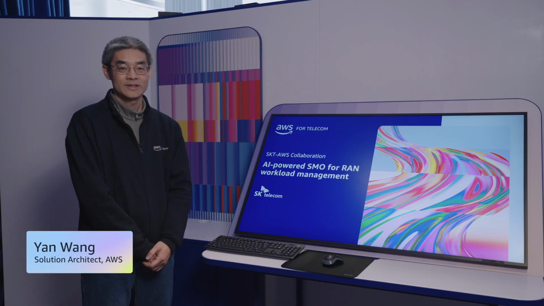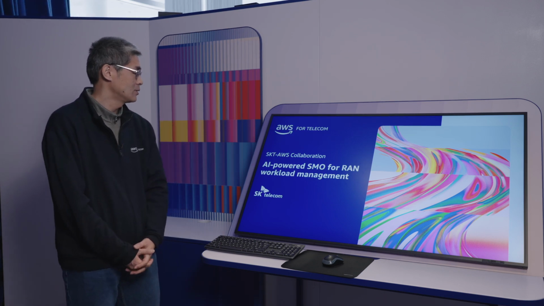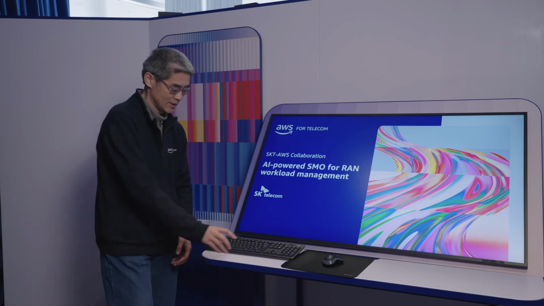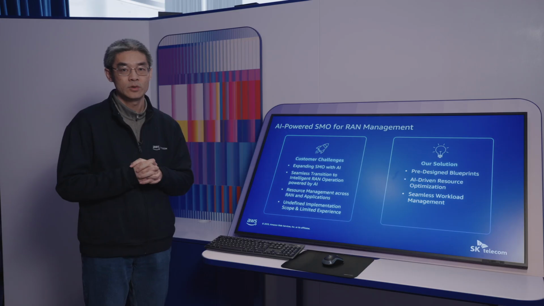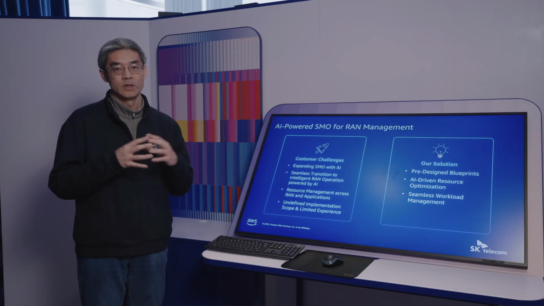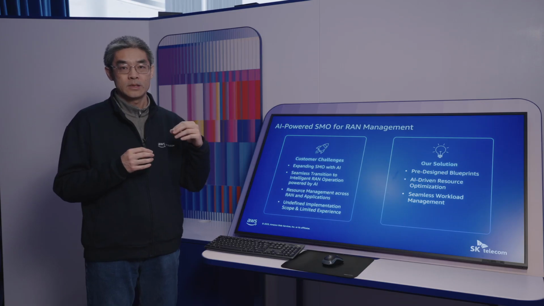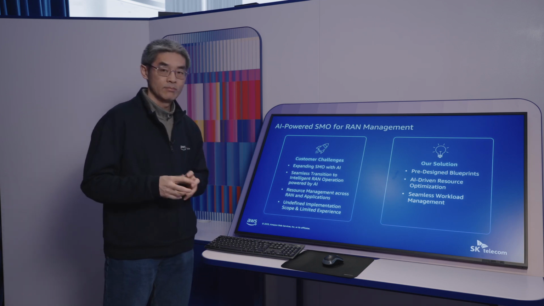Hello, everyone. This demo is a collaboration between SKT and AWS on the AI-powered SMO for RAN workload management. CSPs and ISVs are starting to build their own SMO, and one piece missing from the SMO they build is the AI/ML workflow. In this demo, we are trying to build a reference design for the AI/ML workflow for the SMO. On top of that, this demo will also show AI/ML-based resource allocation and optimization, and also seamless workload management.